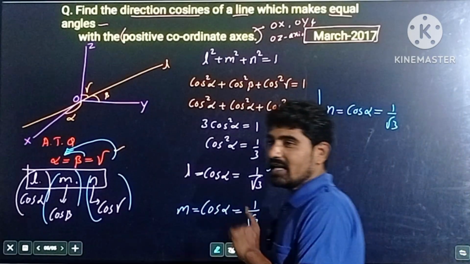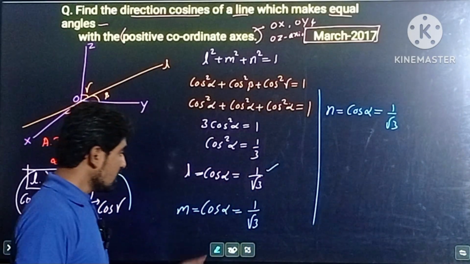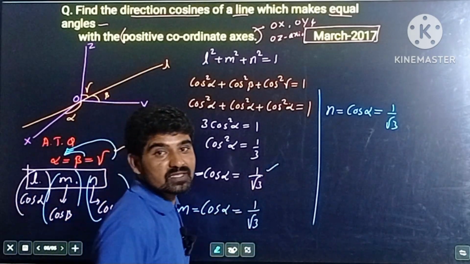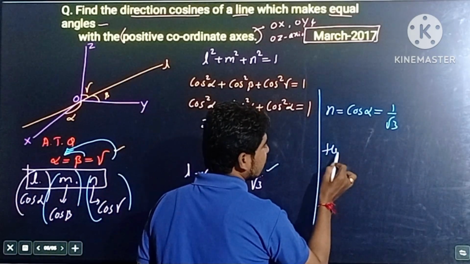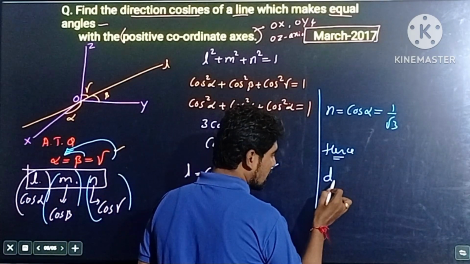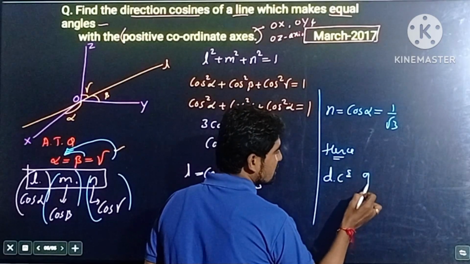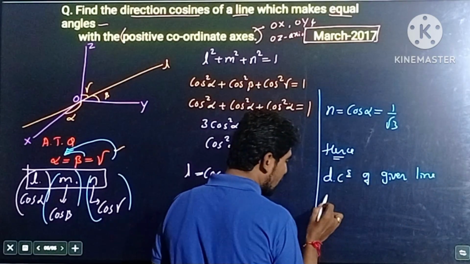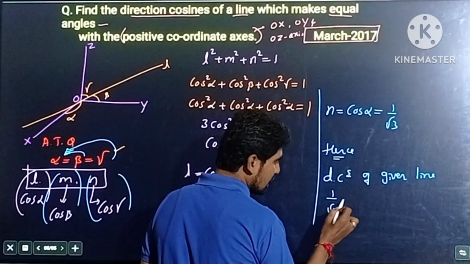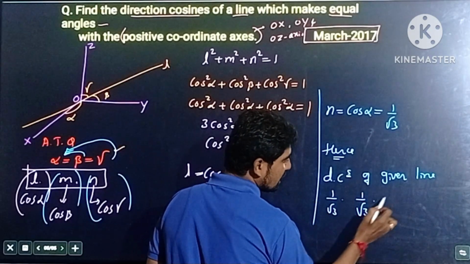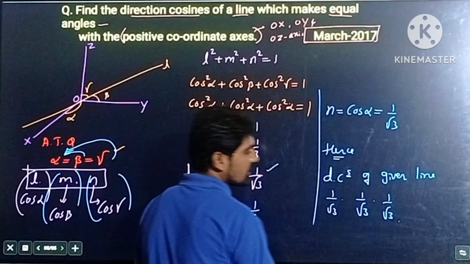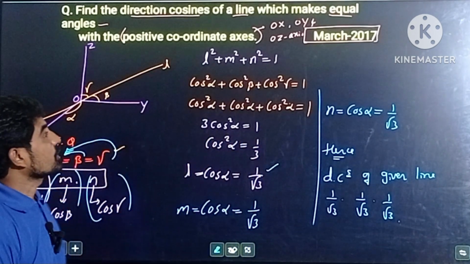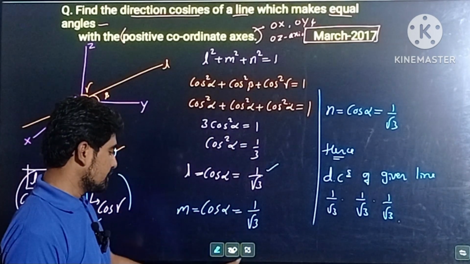Hence, the direction cosines of the given line are 1 by root 3, 1 by root 3, 1 by root 3. Hence, direction cosines of given line are what? 1 by root 3, 1 by root 3 and 1 by root 3. I hope all of you understood. So let's start the next question.